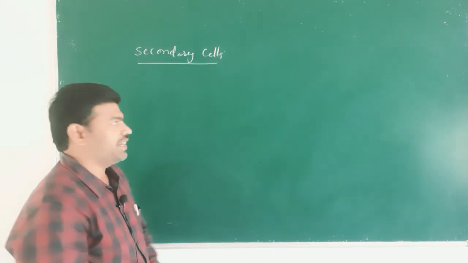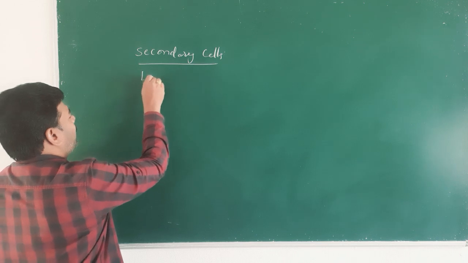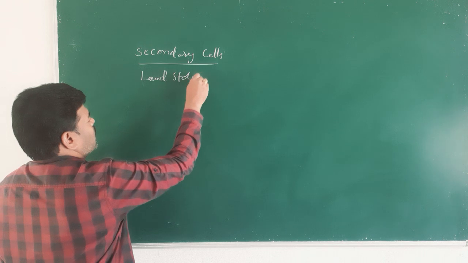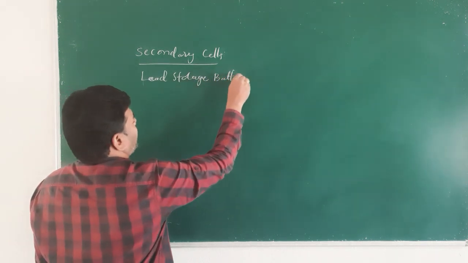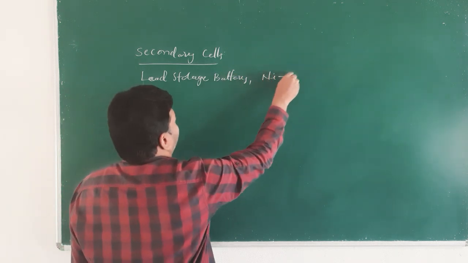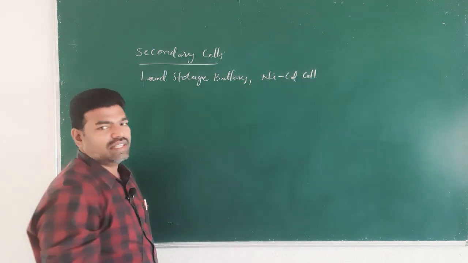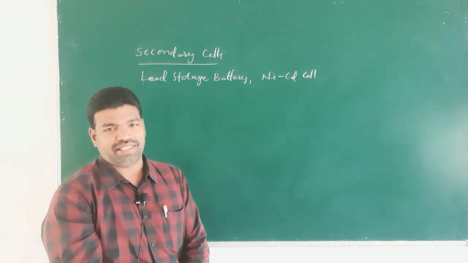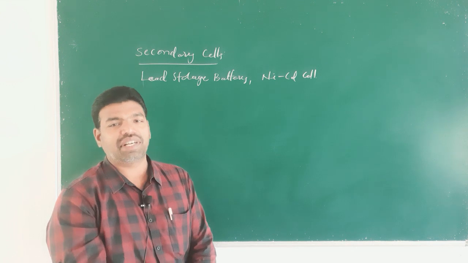So, the best examples for secondary cells are lead storage battery and nickel cadmium cell. These are the two best examples for secondary cells, right? Let us go through one by one.